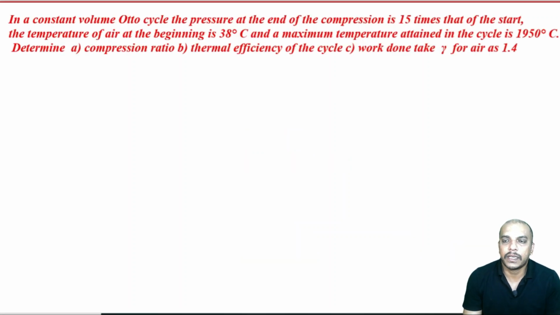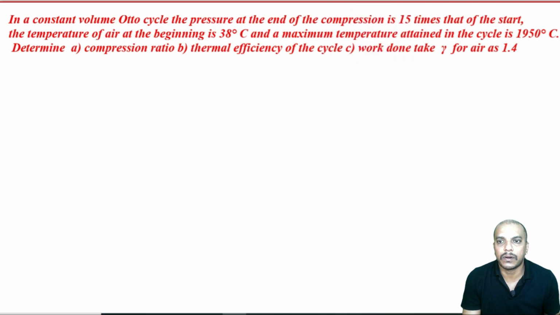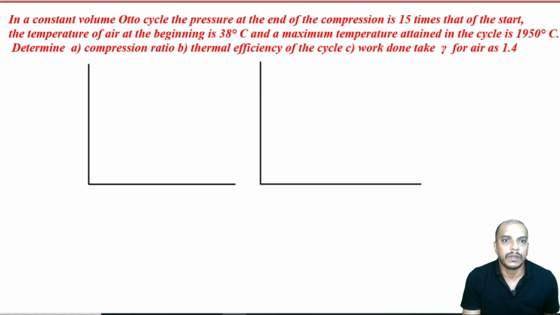In this video, let us take a problem on Otto cycle. Now, in a constant volume Otto cycle, the moment I see the constant volume Otto cycle, I will draw PV as well as TS diagram for an Otto cycle. So, let us draw PV and a TS diagram for an Otto cycle. So, pressure versus volume, temperature versus entropy.